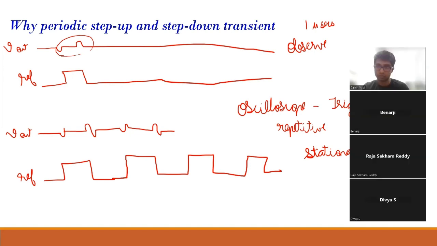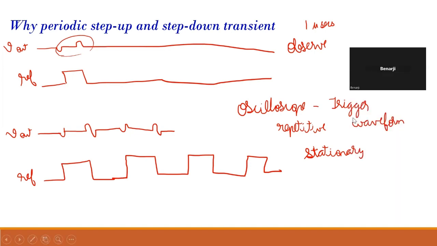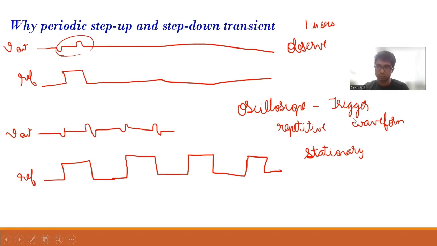Any doubts in this? Sir, when there is a transient in load, how does the output voltage change, and when there is a change in reference voltage, how will it change? Is there any intuitive explanation for this? Yes. Let's see.